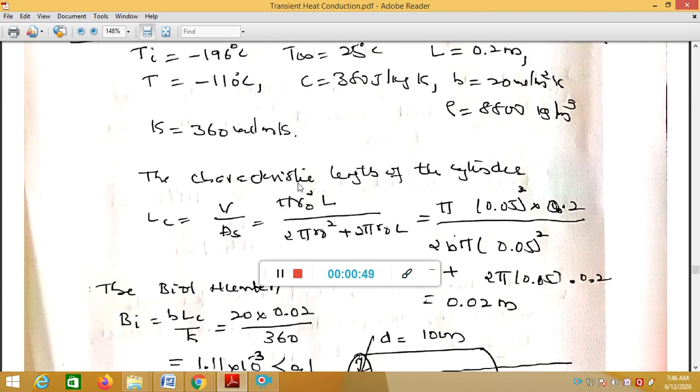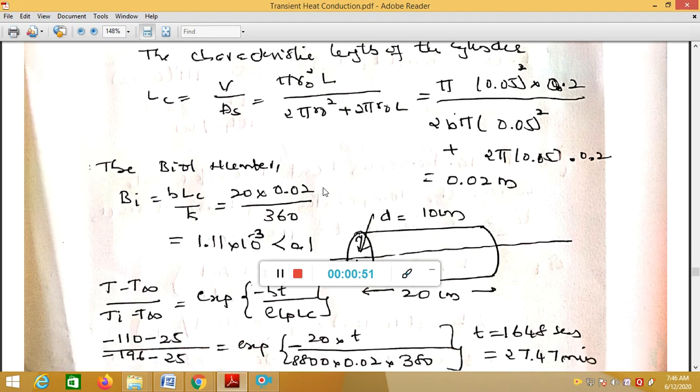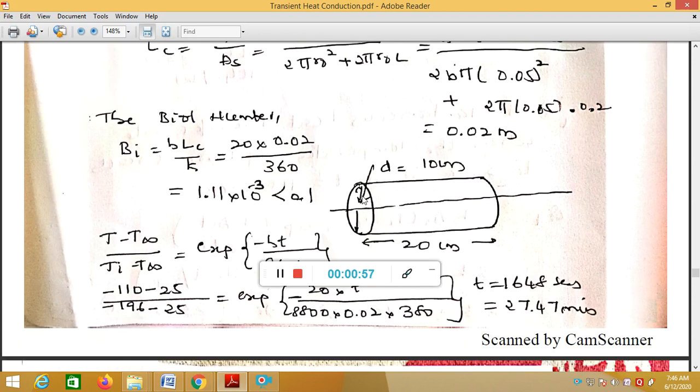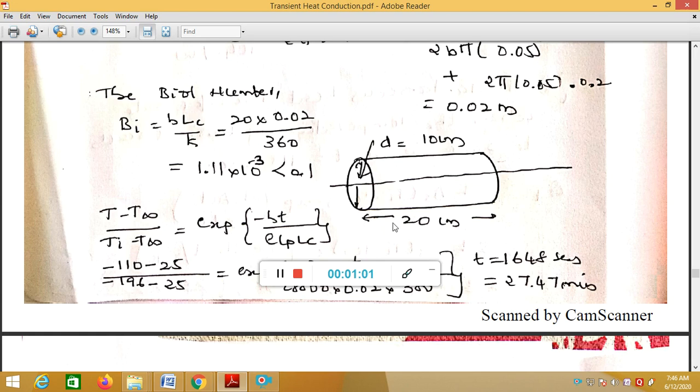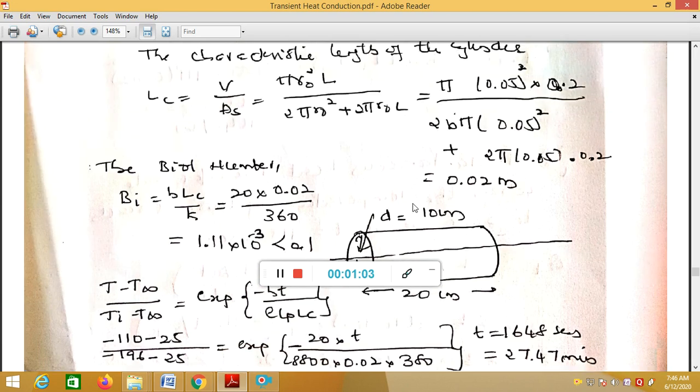What is the characteristic length? Last class we did a problem on a small diameter wire. Here it is a finite diameter, 10 centimeter, and the length is 20 centimeter. So here the characteristic length will be V by S. The general formula for characteristic length is volume divided by surface area.